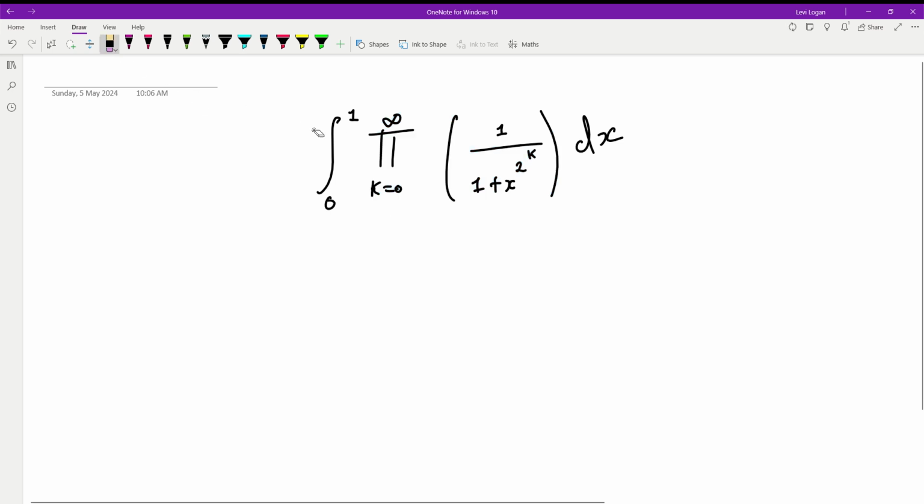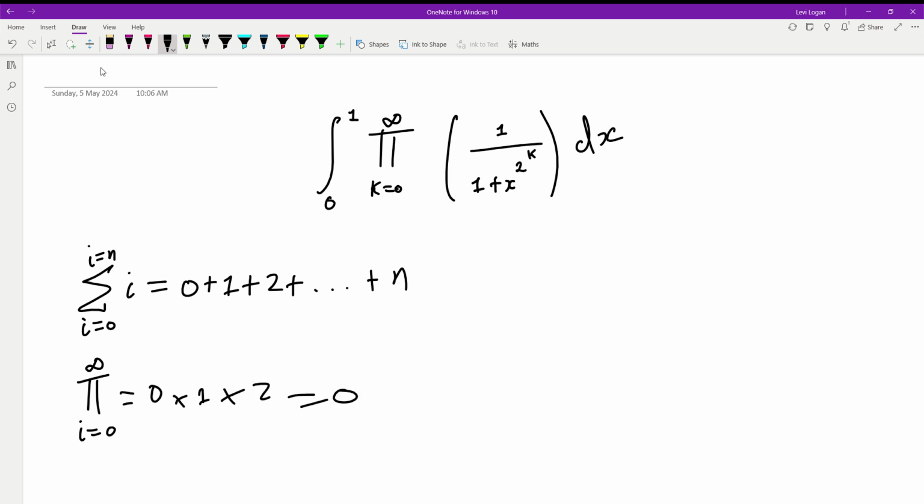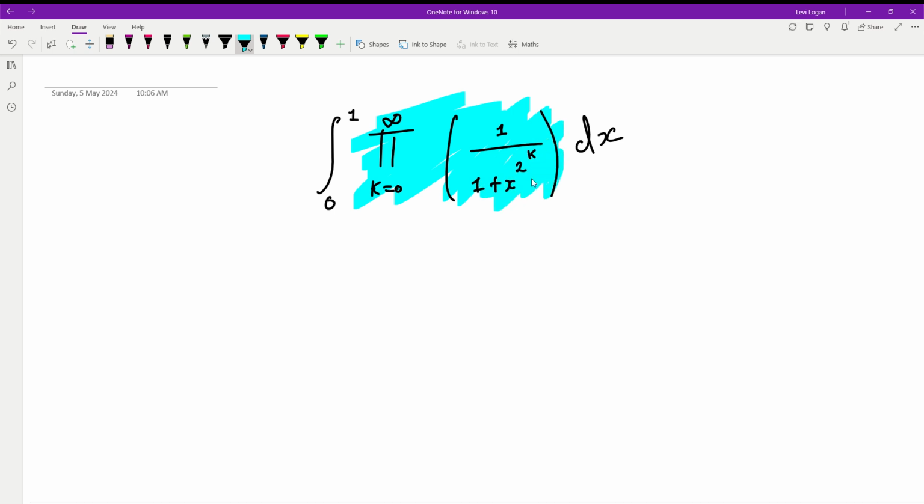So this is an infinite product. If you have a sum from i equals 0 to n of i, that just means 0 plus 1 plus 2 plus ... all the way up to n. With an infinite product, it's the exact same idea. So i equals 0 to infinity just means 0 times 1 times 2, etc. But this whole thing would be 0 because the first term is 0. So all we've got to do is try and work out what this middle bit would be first, before even integrating it at all.